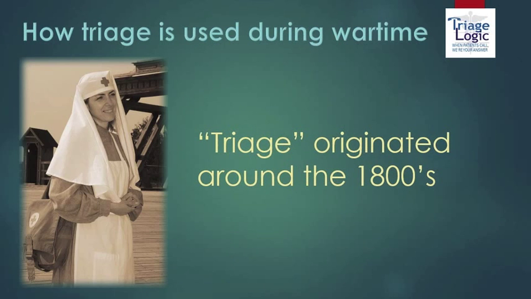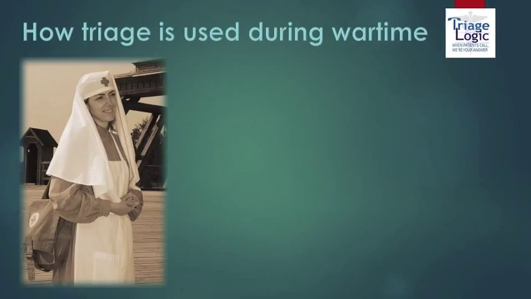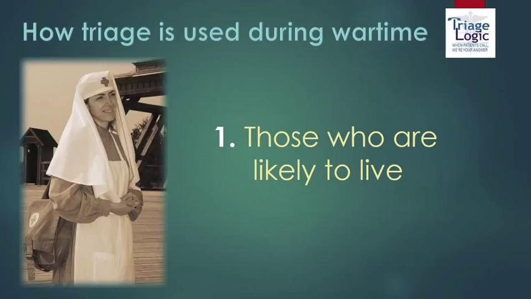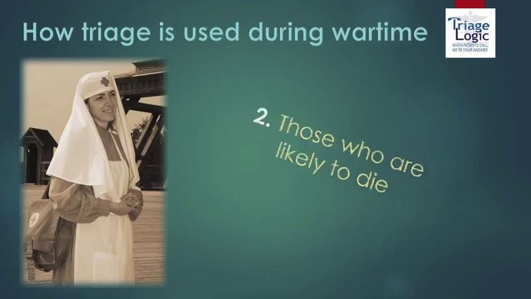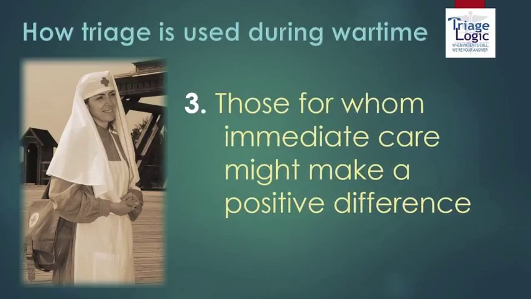The term triage is thought to have originated around the 1800s and was further used during World War I by doctors treating the wounded soldiers. Those responsible for the removal of the wounded from the battlefield or their care afterwards would divide the victims into three categories: those who were likely to live regardless of what care they received, those who were likely to die regardless of what care they received, and those for whom immediate care might make a positive difference in their outcome.